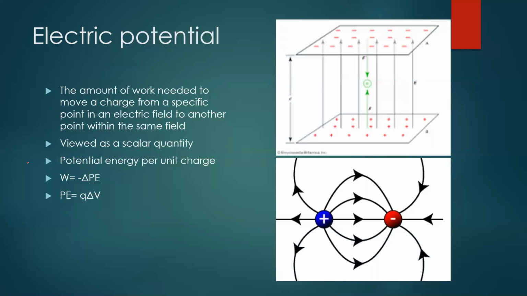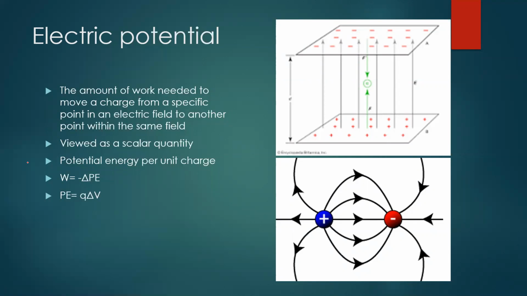Electric potential is described as the amount of work needed to move a charge from a specific point in an electric field to another point within the same field. And instead of being viewed as a vector quantity, electric potential is viewed as a scalar quantity, which means it doesn't really have a direction, but it does have magnitude. So there's a numerical value you could put towards it. And that numerical value is actually potential energy per unit charge. And so what exactly does that mean?